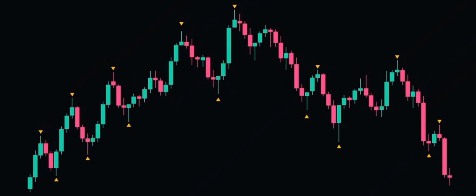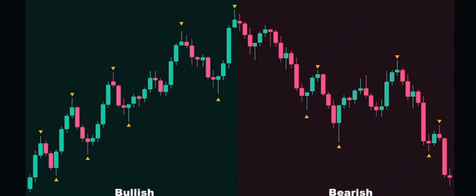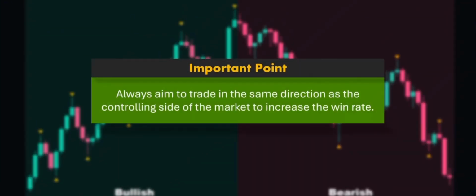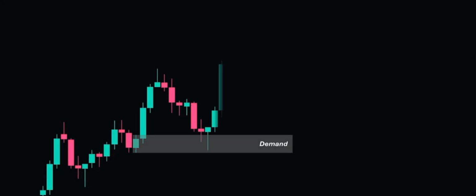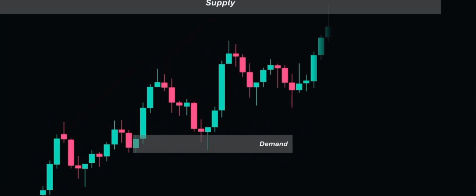We want to identify the trend and determine whether buyers or sellers are in control. We always aim to trade in the same direction as the controlling side of the market to increase the win rate. How does the system work? The system works based on mitigations. When the price mitigates a demand level, demand takes control over supply. Conversely, when the price mitigates a supply zone, supply takes control over demand.